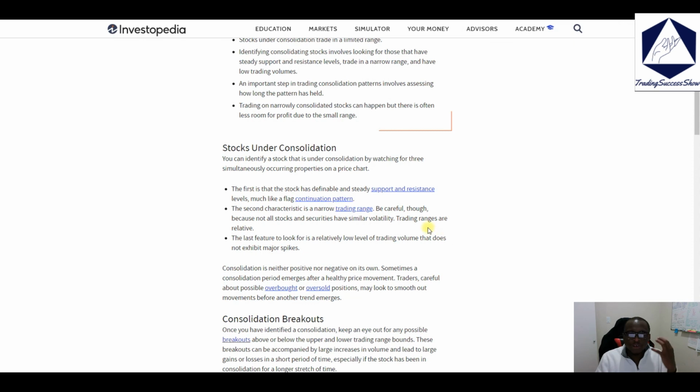So identifying consolidating stocks involves looking for those that have steady support and resistance levels, trade in a narrow range, and have low trading volumes. Those are the ones you want to look for as well, right? Then as volumes start coming in, guess what? That stock is going to skyrocket higher.